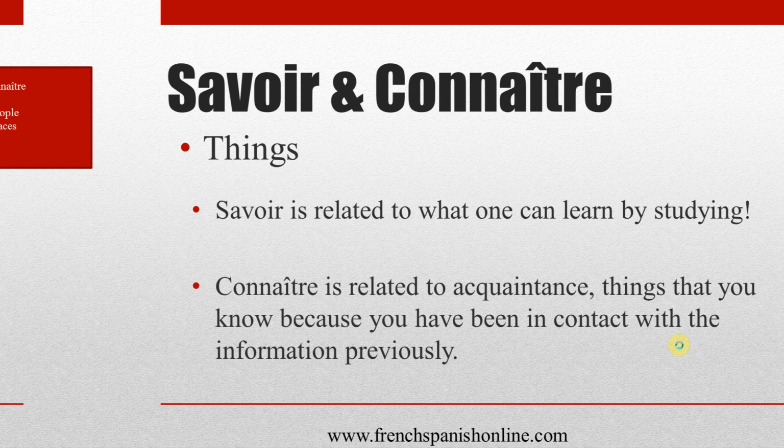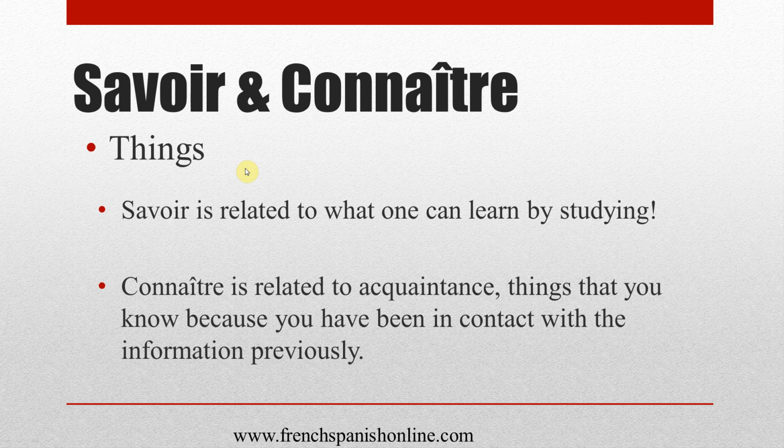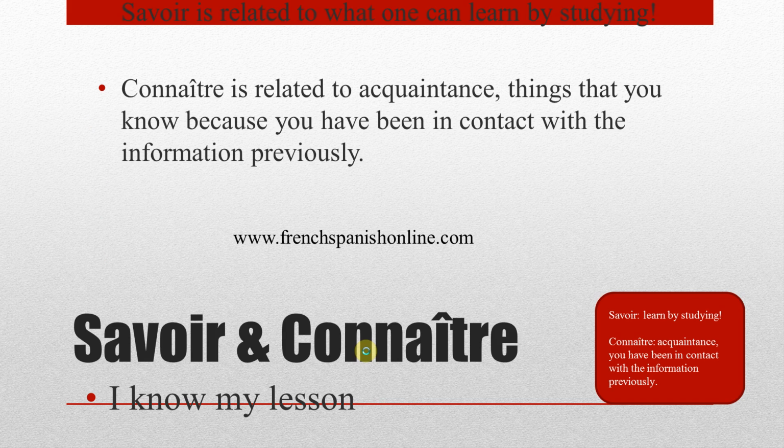Let's see now when it's a question of things. So savoir, you remember, is related to what one can learn by studying. So the knowledge is deep. Connaître is related to acquaintance. The knowledge is less deep. Things that you know because you have been in contact with the information previously. So let's see some examples to know how to translate them.